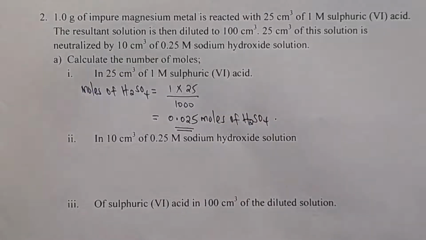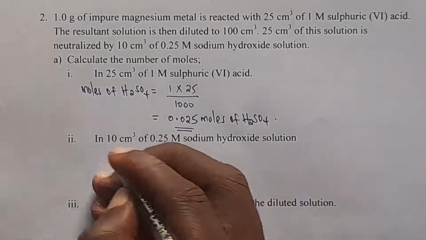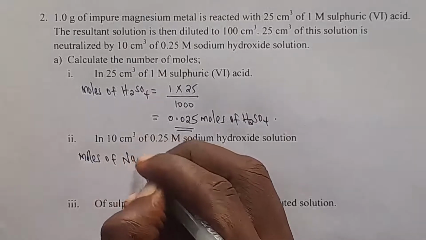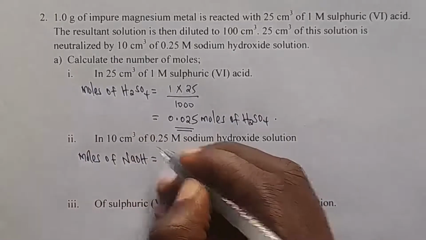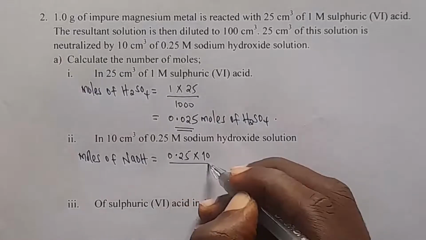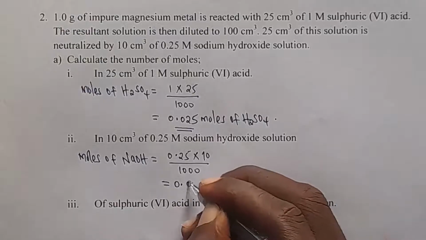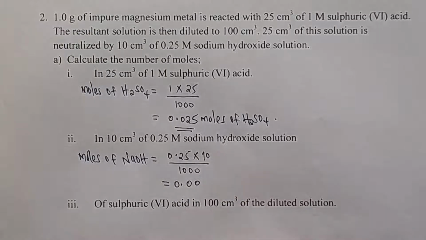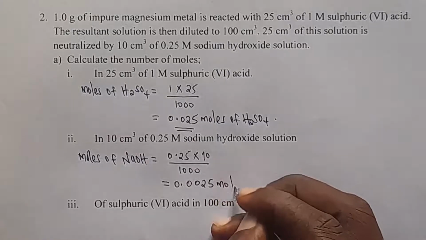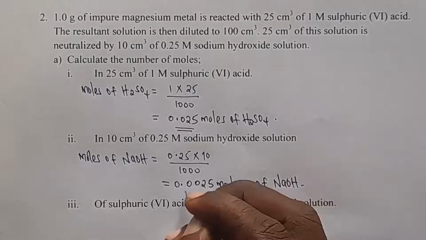Then part A, Roman 2, we are told in 10 centimeter cube of 0.25 molar sodium hydroxide solution. So moles of sodium hydroxide solution. The formula is the same: molarity, which is 0.25, multiplied by volume, which is 10, divided by 1000. Here we are going to get 0.0025 moles of sodium hydroxide.